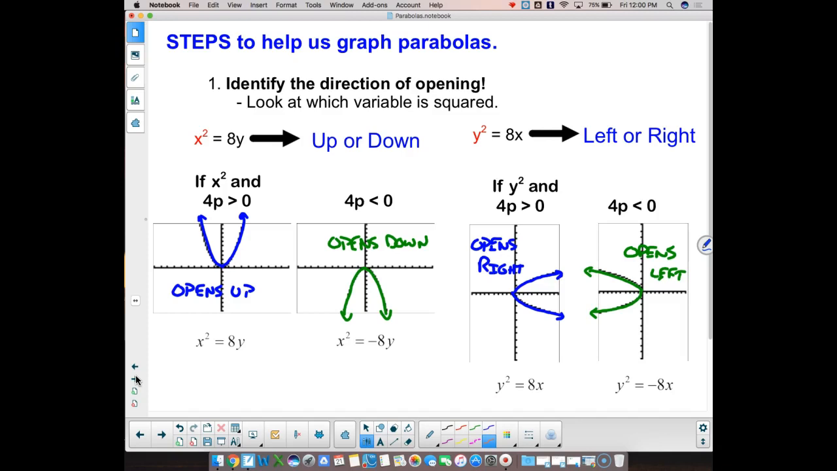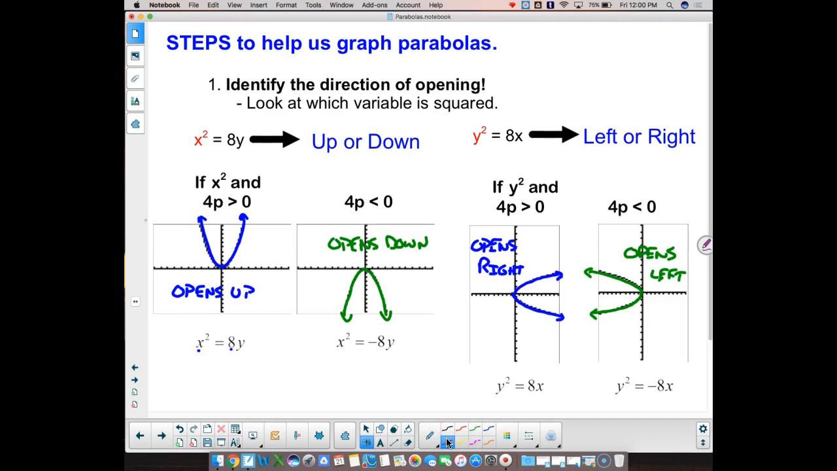So here on this first one, x is squared. My coefficient is positive, so it opens up. On this one, x is squared. My coefficient is negative, so it opens down. Y is squared. My coefficient is positive, so it opens right. Y is squared. My coefficient is negative. It opens left.